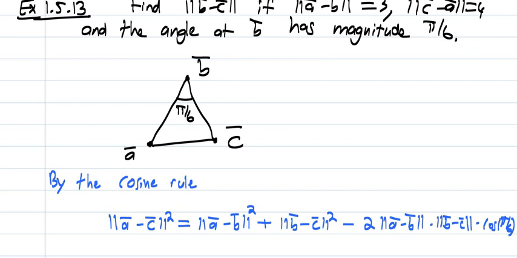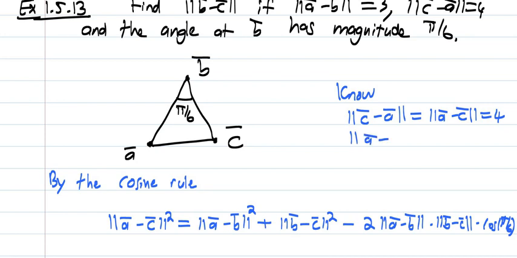Make sure on top of every A you put a line. On top of every B you put a line. And on top of every C you put a line. All right? Because A, B, and C are vectors. And now we start filling in. We know that the distance from C to A is the same as the distance from A to C, and that's given as 4. And we also know that the distance from A to B is equal to 3.